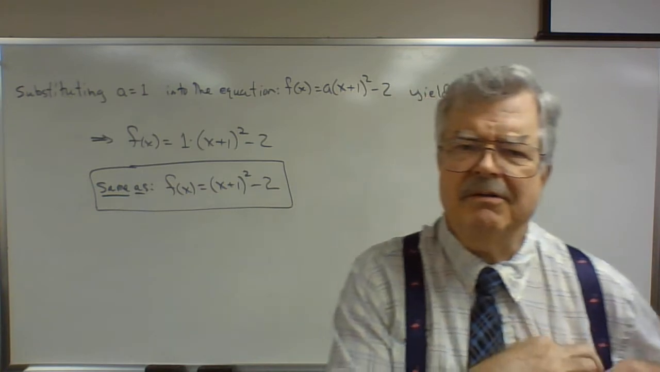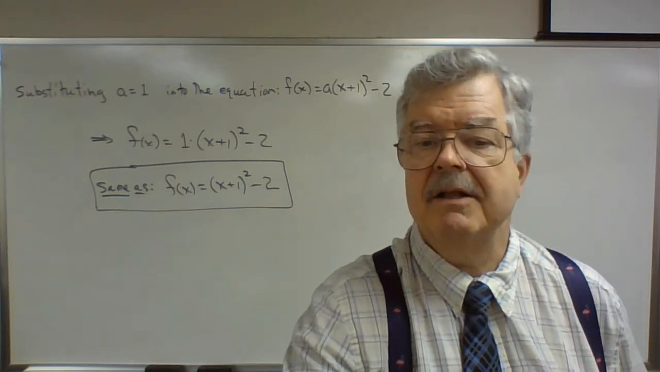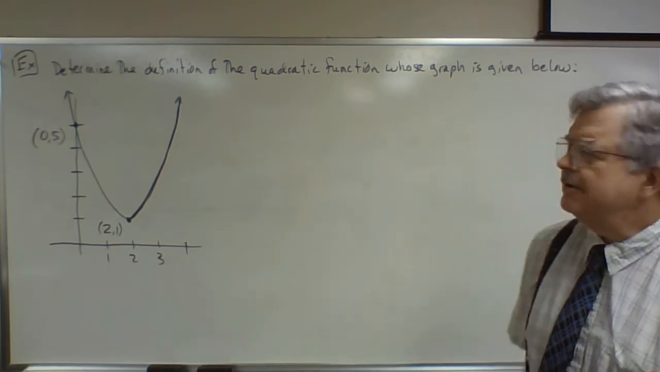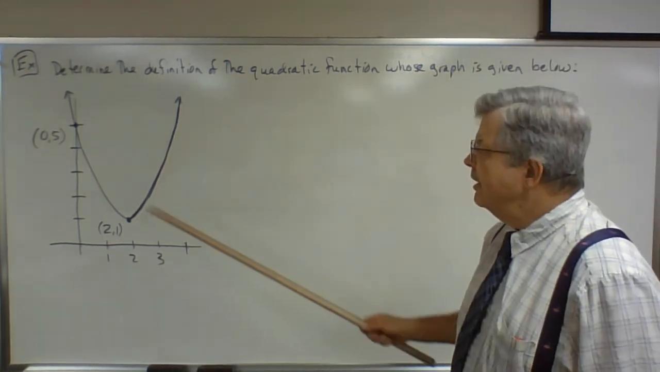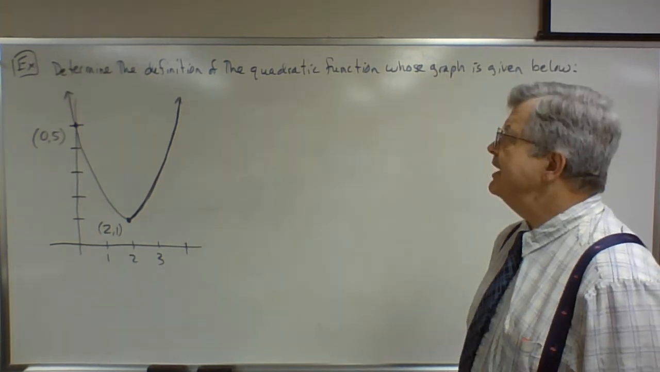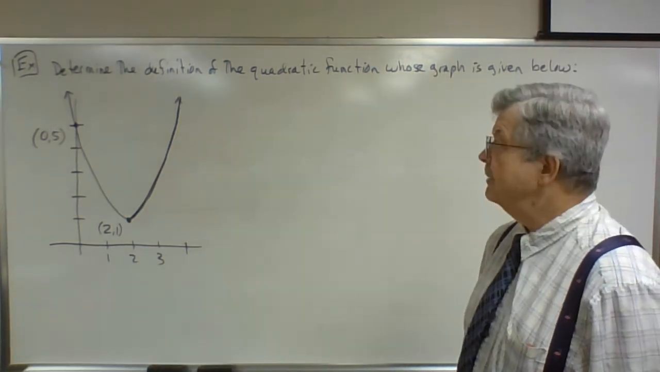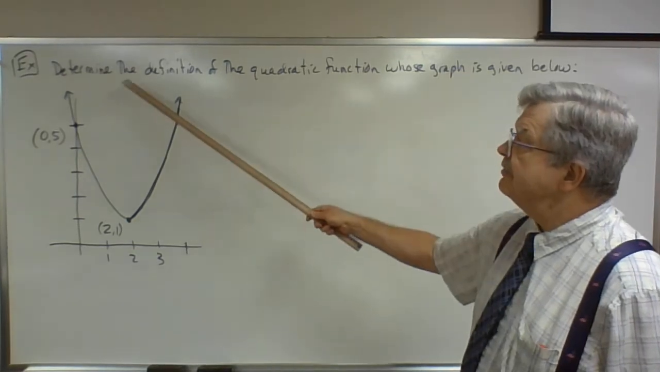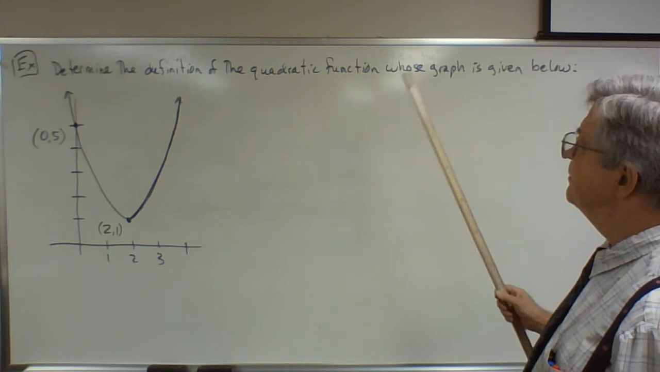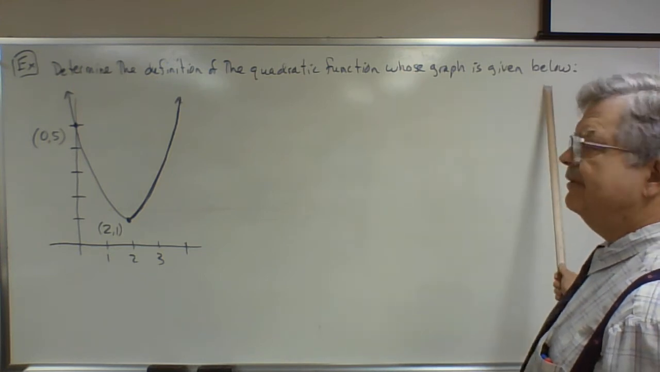That was pretty good. Let's do another one. This one's kind of similar to the last one, but we have the graph of a parabola. So it represents some quadratic formula. And they tell us, determine the definition of the quadratic function whose graph is given below.